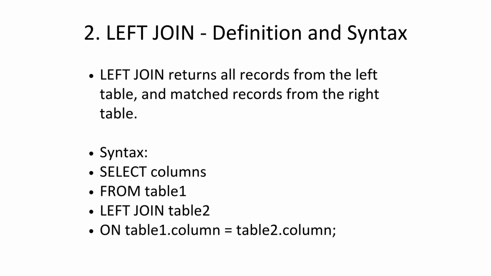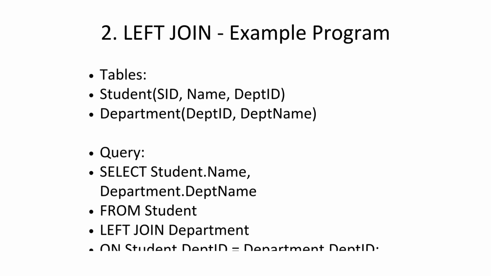Syntax: select columns from table1 left join table2 on table1.column = table2.column; It's helpful when you want to show all entries from the main table even if there is missing data on the right. Left join example program.